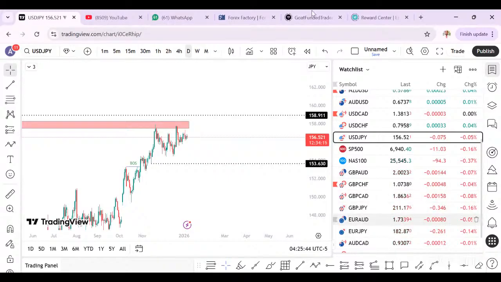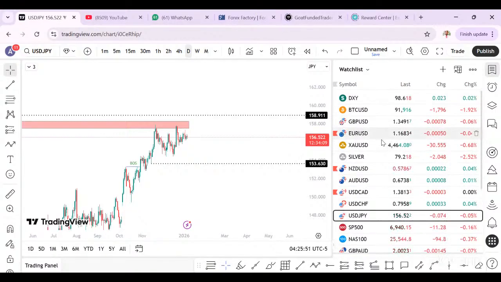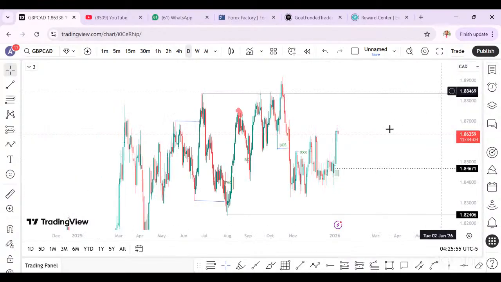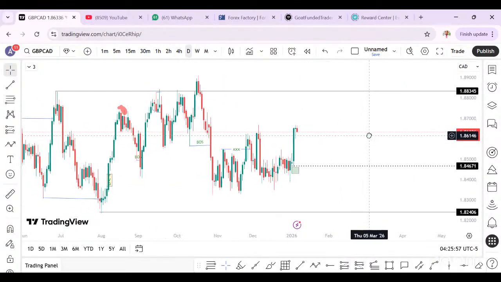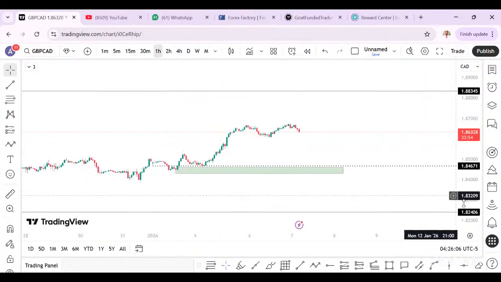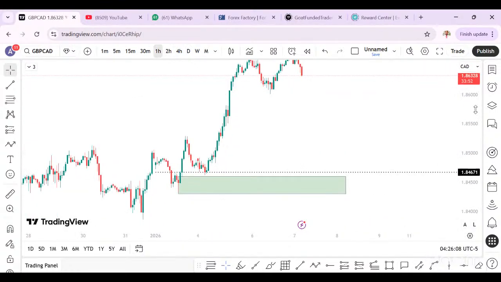Sir, please check GBP/CAD. GBP/CAD, yes sir. Okay, GBP/CAD, yeah, this guy is bullish. GBP/CAD is kind of bullish. So what you do, I checked yesterday. So come to 1 hour. Now this is the zone. So what you need to do now, come to 1 hour time frame. You can see I already marked it out.